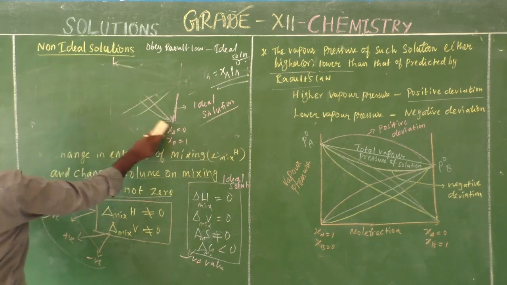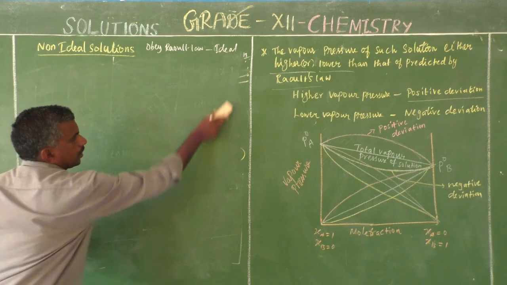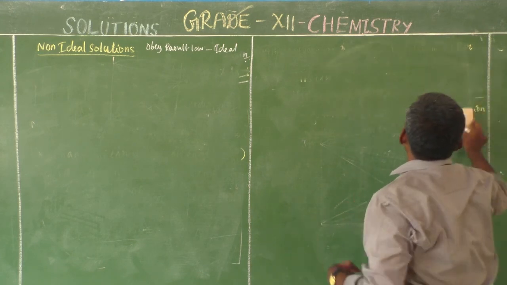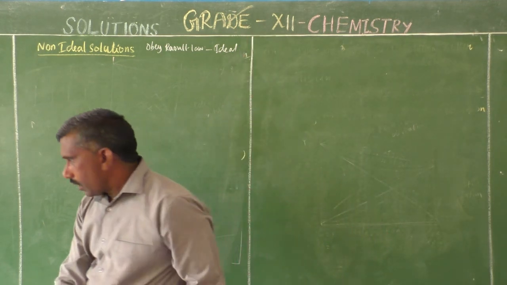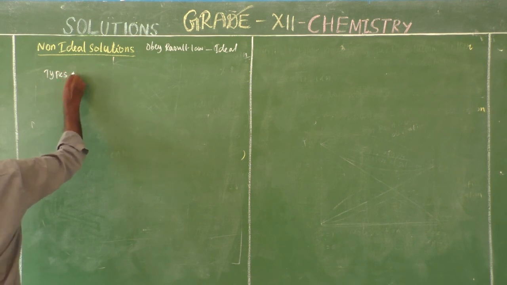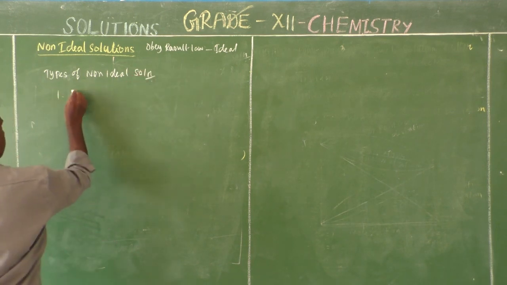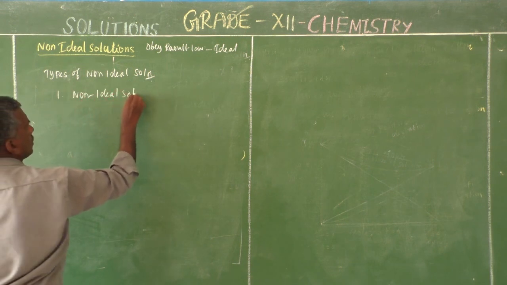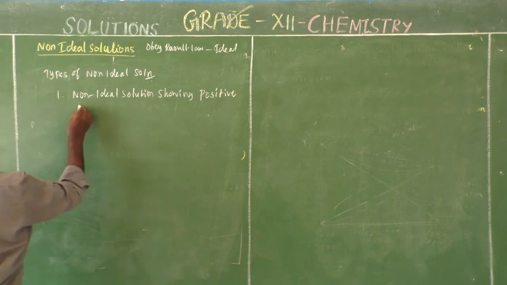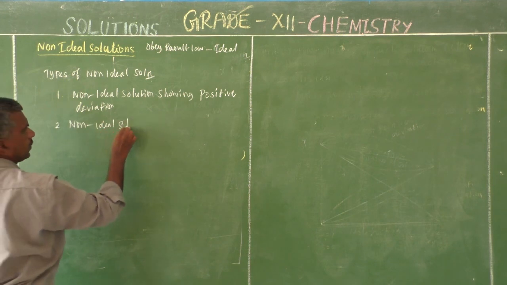Now there are two categories of non-ideal solution. Non-ideal solutions do not obey Raoult's law. Types of non-ideal solution: two types. One is non-ideal solution showing positive deviation. Second, non-ideal solution showing negative deviation.